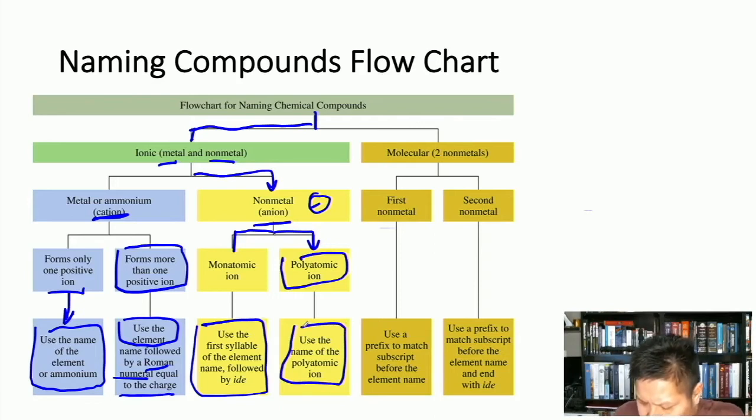And then for the molecular compounds, right, it's always 2 nonmetals. The first nonmetal, you just use its name with the Greek prefix that tells you how many there are.